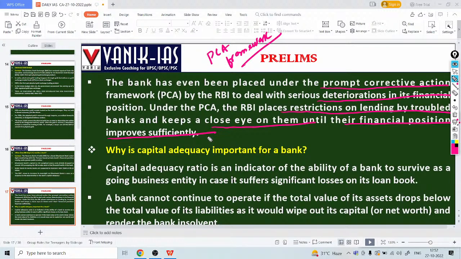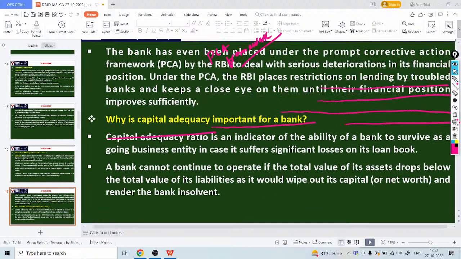Then why is the capital adequacy ratio so important for the banks? Capital adequacy ratio is an indicator of the bank's ability to survive as a going business entity in case it suffers significant loss on its loan book. A bank cannot continue to operate if the total value of its assets drops below the total value of its liabilities.